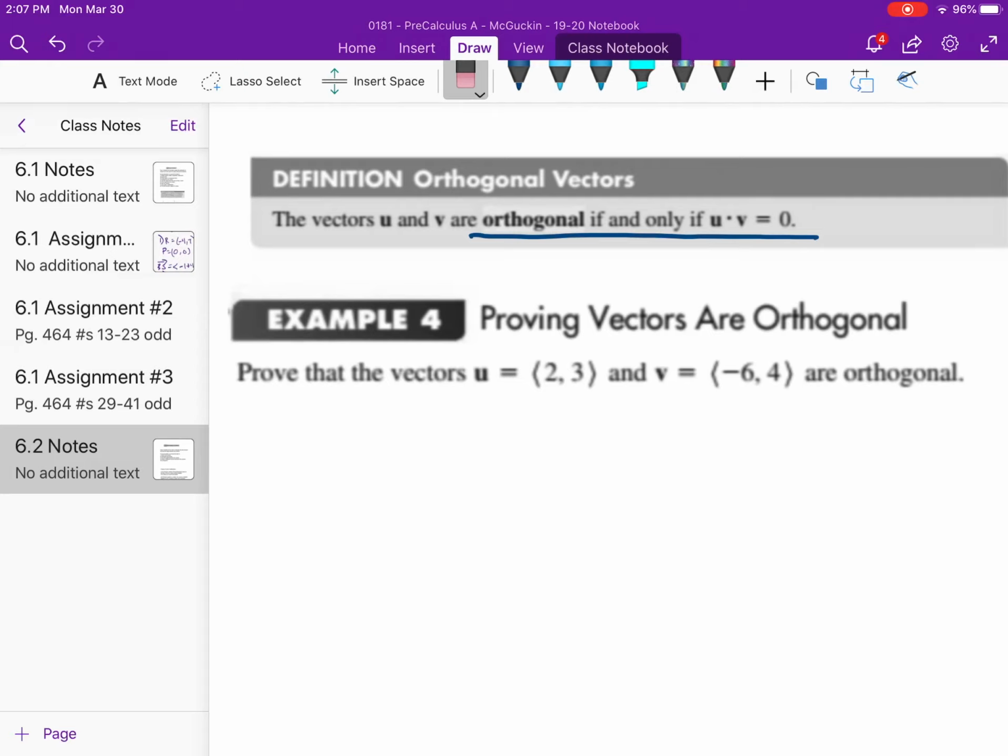We are going to continue our discussion on vectors. Specifically, we are going to discuss orthogonal and perpendicular vectors. So the goal of this video is to define an orthogonal vector and prove that two vectors are in fact orthogonal. First and foremost, what I want to show here is the definition of an orthogonal vector.